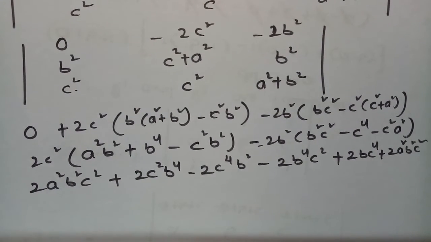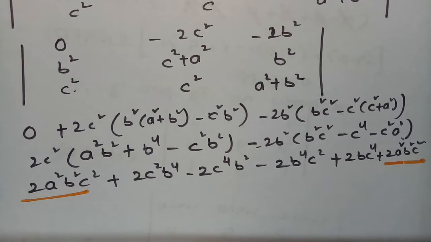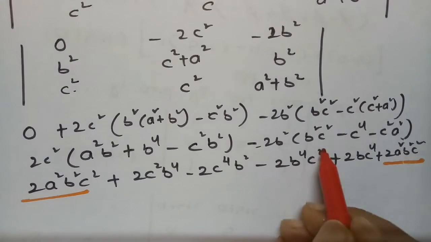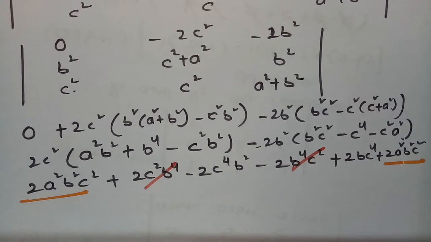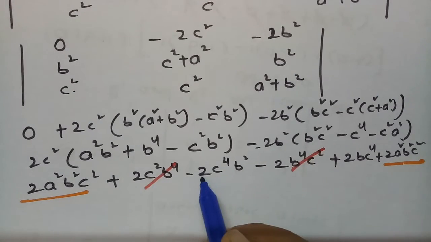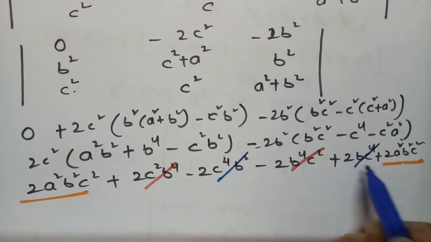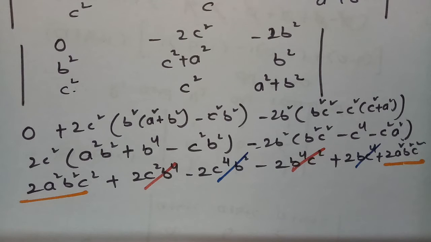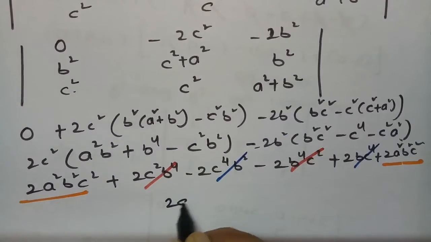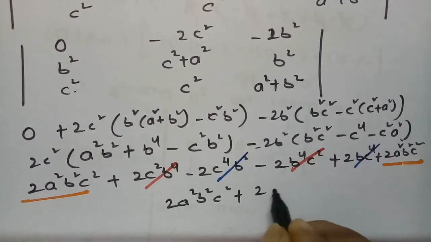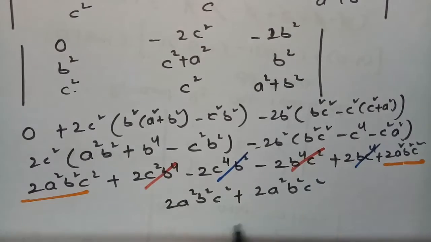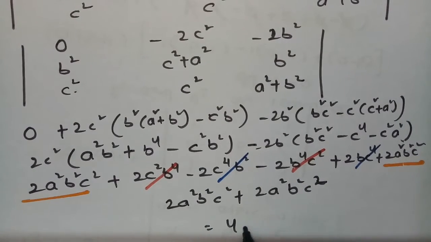And if you observe properly, this is plus 2a square b square, and this is plus 2a square b square, and this is c square b power 4, and this is c square b power 4, plus and minus. And the next thing here is, this is minus 2c power 4 b square, and this is plus 2c power 4 b square. And now what remains here? If I add up these two, this will be 2a square b square c square, and this is again 2a square b square c square. So the answer is 4a square b square c square, and this is what it was asked to show.